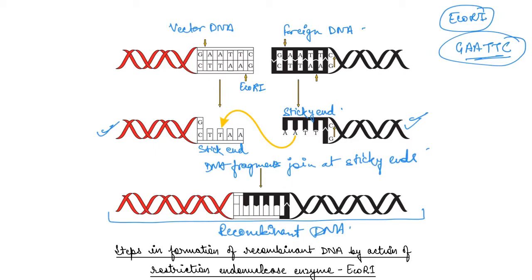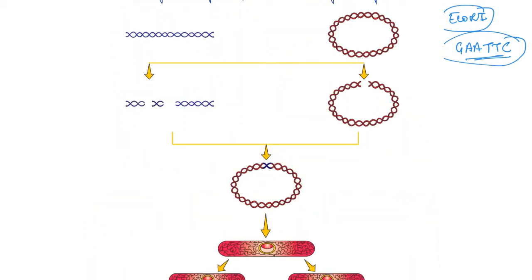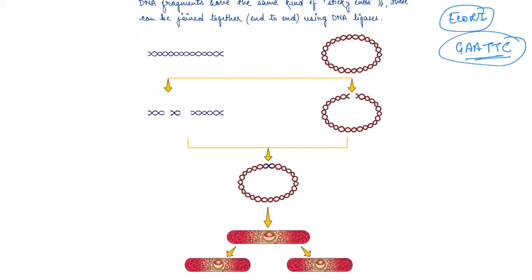Now let's see what happens after this. What is the entire process of recombinant DNA technology? We'll see it from another diagram. From this particular diagram, we are going to understand how recombinant DNA technology is going to happen. Again, guys, this is the foreign DNA, and this is the vector DNA, which is the plasmid, the circular extrachromosomal plasmid.